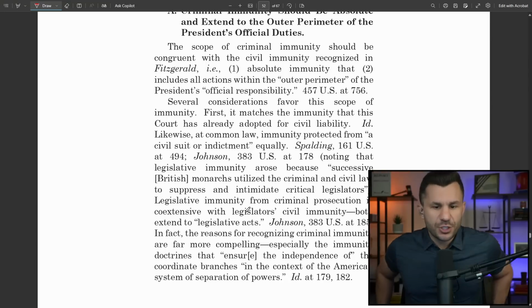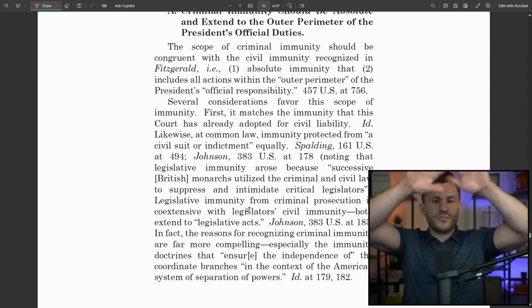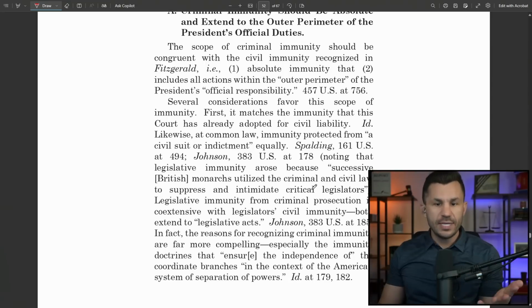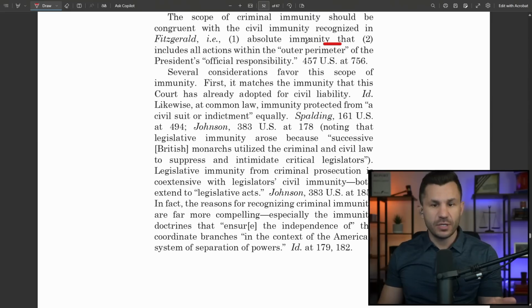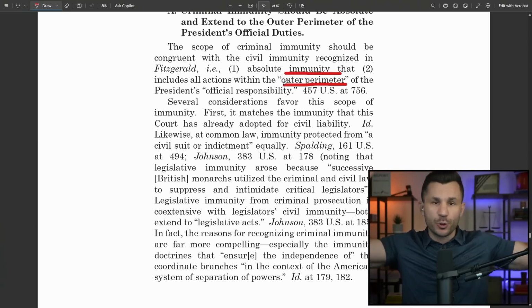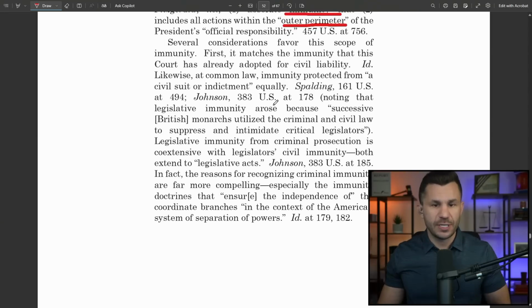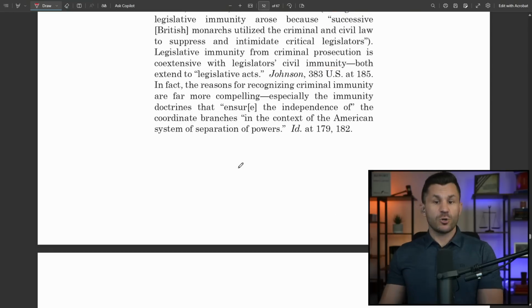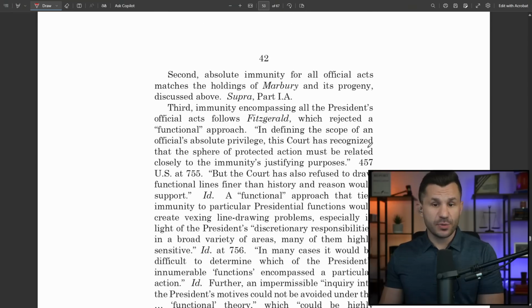So then the next questions are about the size of the scope. How should we include it? We say that there is absolute immunity, and Fitzgerald says that it should be immune from stuff that is within the outer perimeter of your official duties. Several considerations favor this. It matches civil immunity. At common law, this was also protected. There are reasons for recognizing criminal immunity to ensure the independence of the various branches. It also follows from Marbury and its progeny.